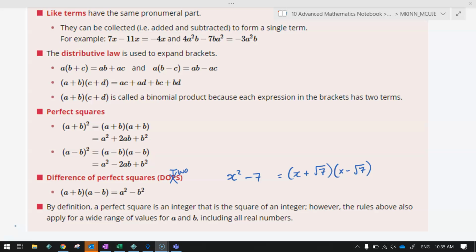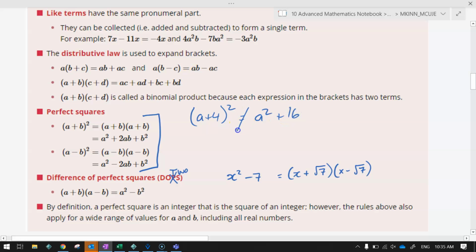Some of you will need to be really careful with these perfect squares. What's the classic error that people make when we're dealing with these perfect squares? When I have a plus 4 all squared, people write a squared plus 16. I see that a lot, don't I? Please don't do that. We've got to make sure we're not doing that anymore.